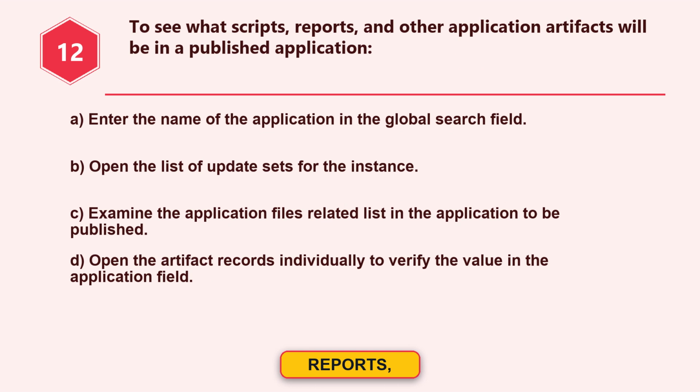Question 12. To see what scripts, reports, and other application artifacts will be in a published application. Option A. Enter the name of the application in the global search field. Option B. Open the list of update sets for the instance. Option C. Examine the application files related list in the application to be published. Option D. Open the artifact records individually to verify the value in the application field.